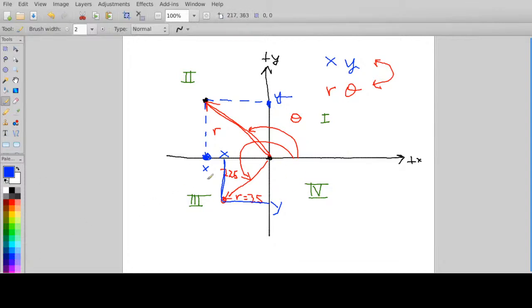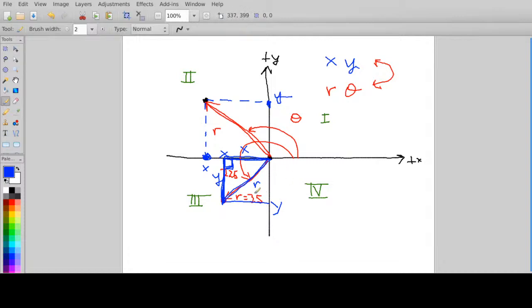I'm running out of colors here. Let me just use blue again. See this triangle that I'm etching out right there? I just picked one triangle at random. That's a right angle triangle, and with a right angle triangle, you have the hypotenuse, which is r, equal to the square root of x squared plus y squared.